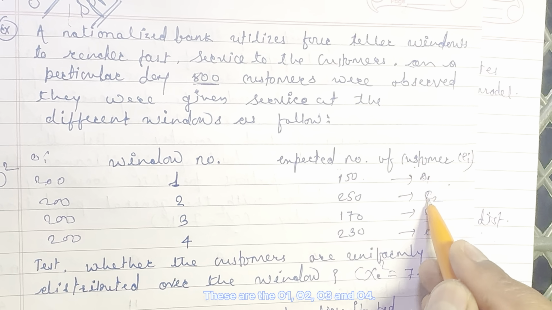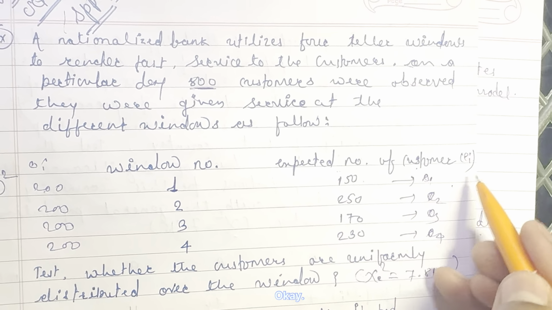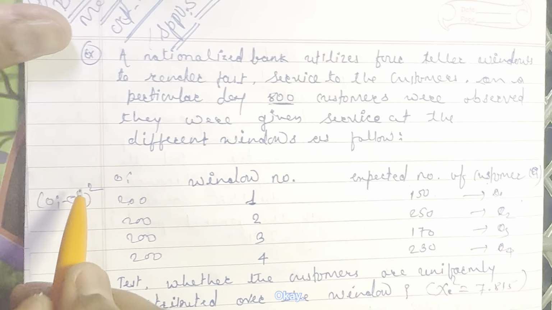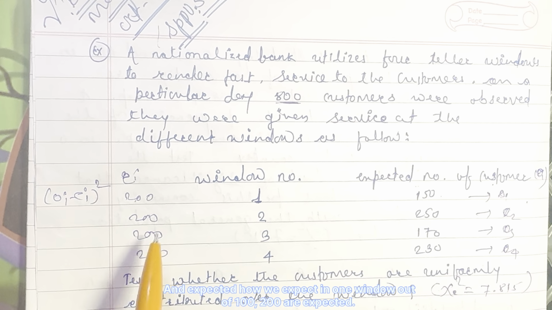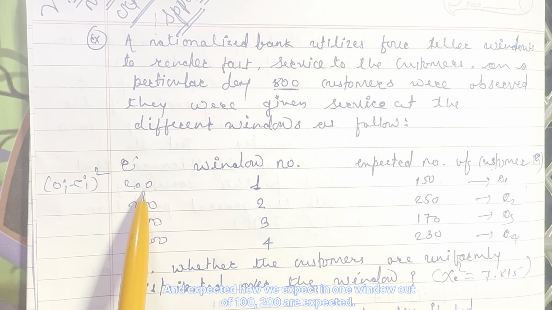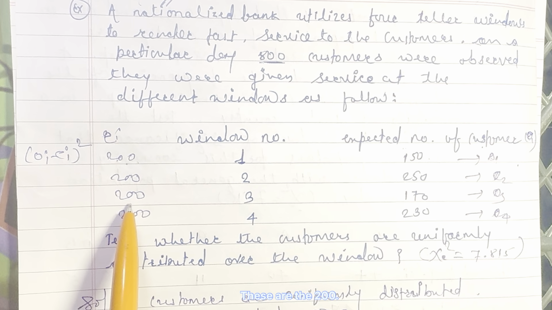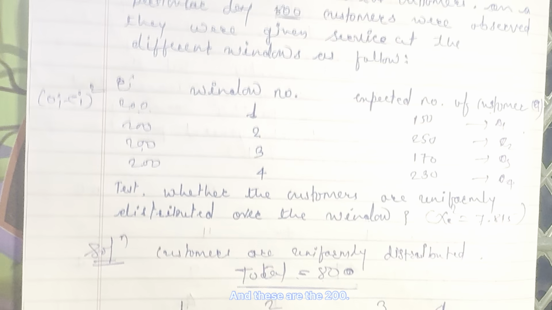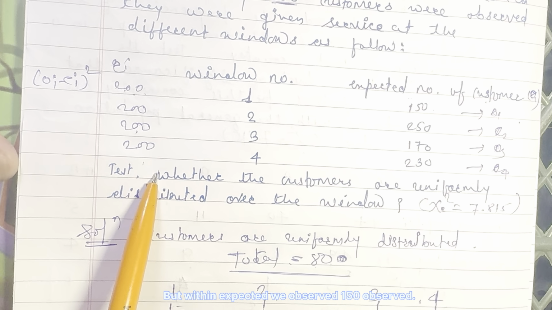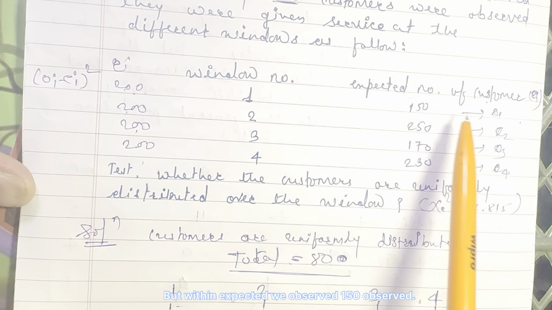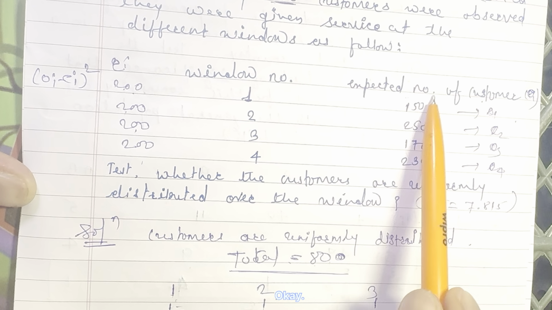These are the O1, O2, O3, and O4. These are the Oi. And for expected, how we expect in one window out of 800, 200 are expected. These are the 200, these are the 200, and these are the 200. They are the expected, but within expected we observe 150. These are the observed.